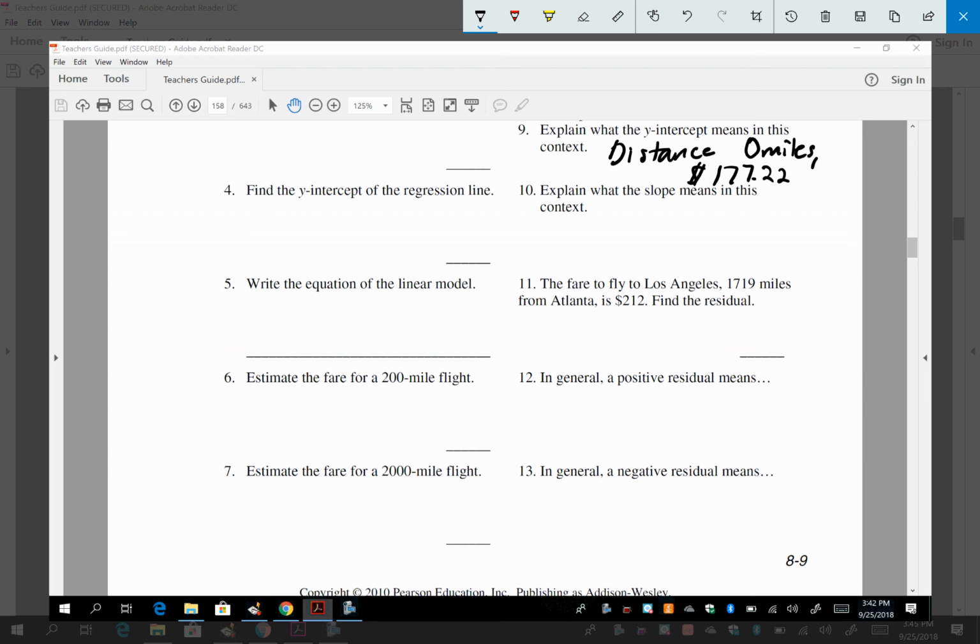Now, that is right. Every additional mile that you fly, you can expect the price of your ticket to go up 8 cents. Now, that's pretty small. I mean, 8 cents, come on. I can't even find 8 cents in my car.